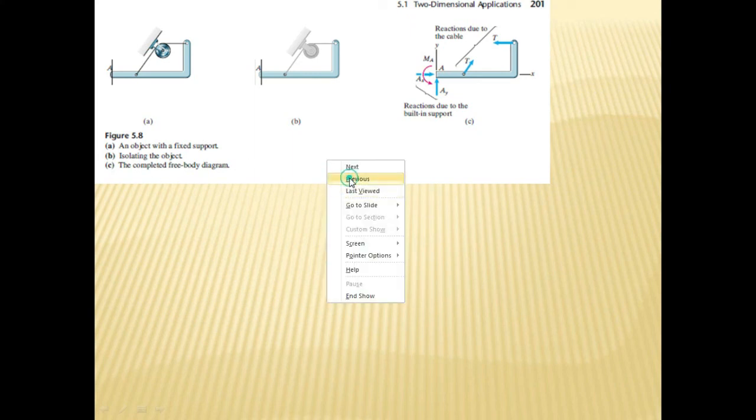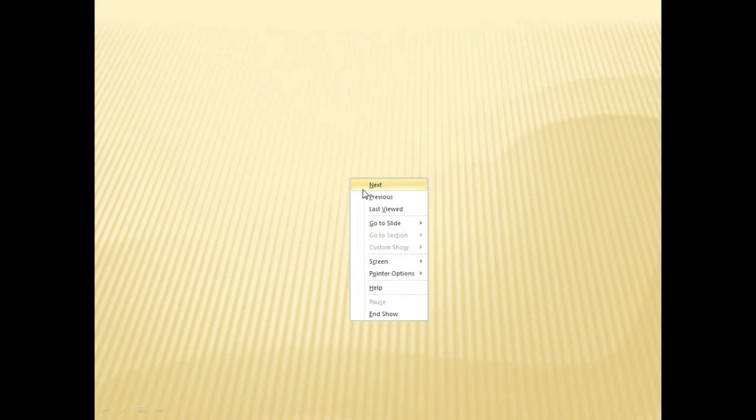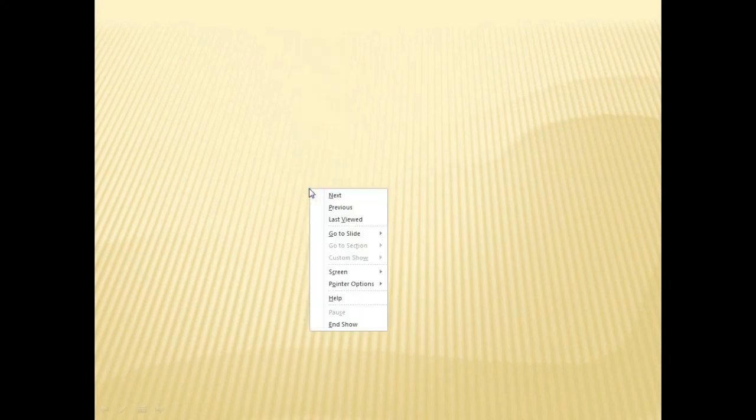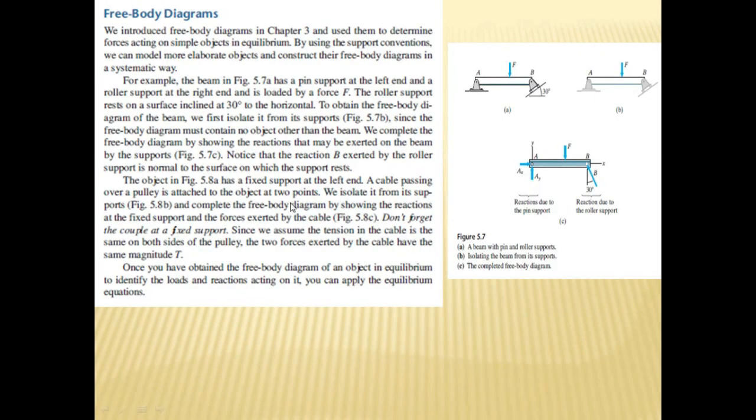So what is it trying to say here? The object has a fixed support on the left-hand side. A cable passing over the pulley is attached to the object at two points. So we isolate it from the support and complete the free body diagram by showing the reactions at the fixed support and the force exerted by the cable. Don't forget the couple at a fixed support.